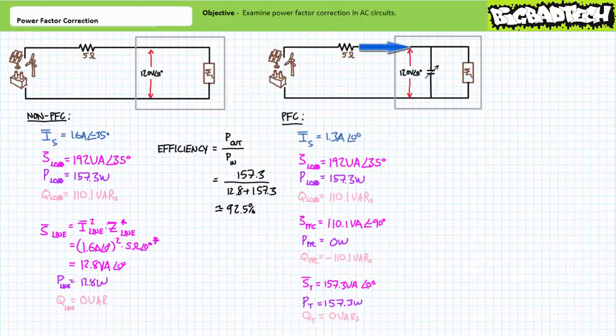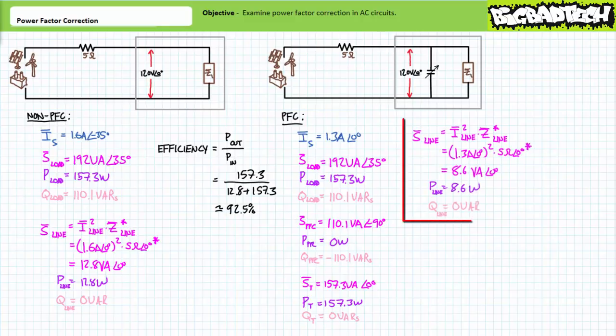The power factor corrected system draws roughly 1.3 amps of current at an angle of 0 degrees. This also implies that the 5 ohm transmission line also carries 1.3 amps of current at an angle of 0 degrees. Because the transmission line is assumed to be purely resistive, we know current will be in phase with the voltage across it. As previously, we can use an alternate iteration of the power formula to solve for losses in the power transmission line. Apparent power consumed by the transmission line is the complex conjugate of current squared times impedance.